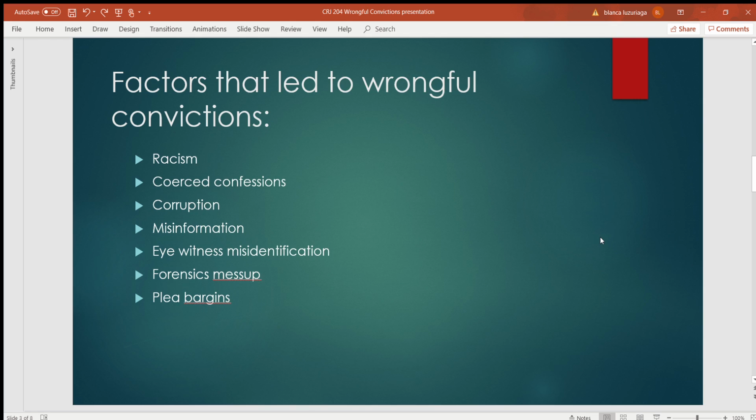Forensic mess-ups. This is when in crime labs evidence will get mishandled or sometimes messed up or confused, and it might end up leading to a person getting wrongfully convicted.